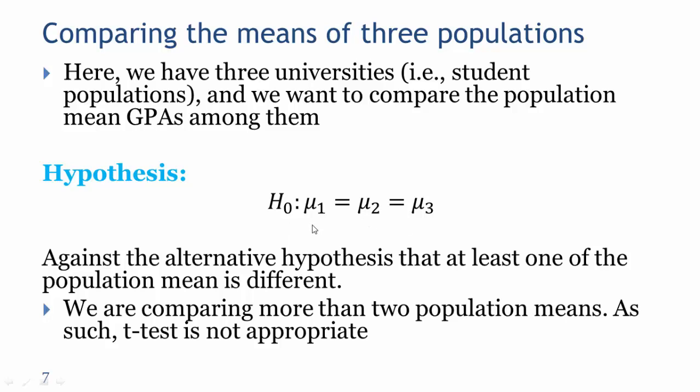So here we are hypothesizing that the population mean for the first population, the first group, the second group, and the third group, they are all the same, against the alternative hypothesis that at least one of them, which one we don't know yet, will be different. In other words, you can say at least one pair will be different. It means the same. Okay, since we're comparing more than two population means, we cannot use a t-test here.